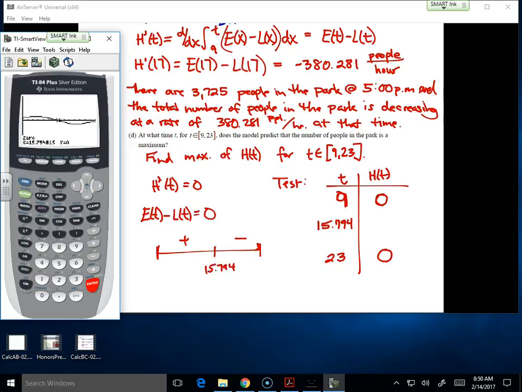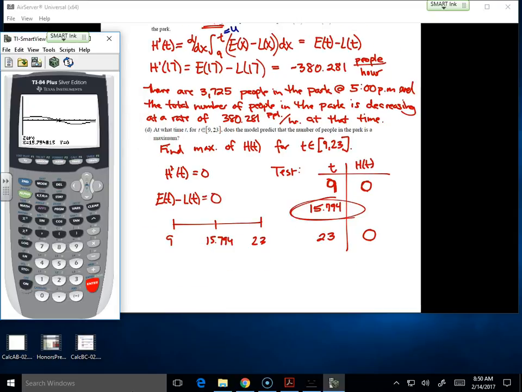But they didn't ask us to explain. What they asked us instead is find the number of people. So we've already figured out the maximum. If you want, the sign chart kind of further proves that. But question, how do we figure out the number of people in the park at 15.794? Oh, that's right, because isn't H the number of people in the park? So we're going to find H of 15.79.